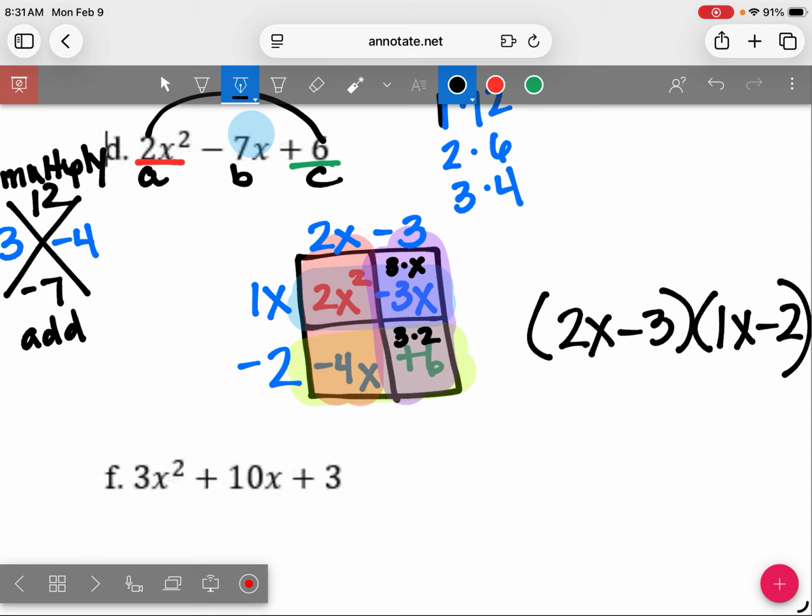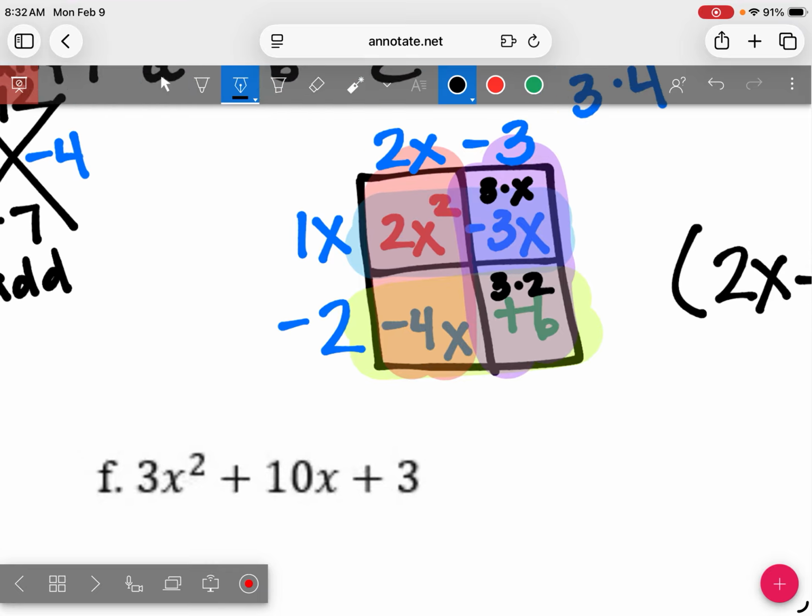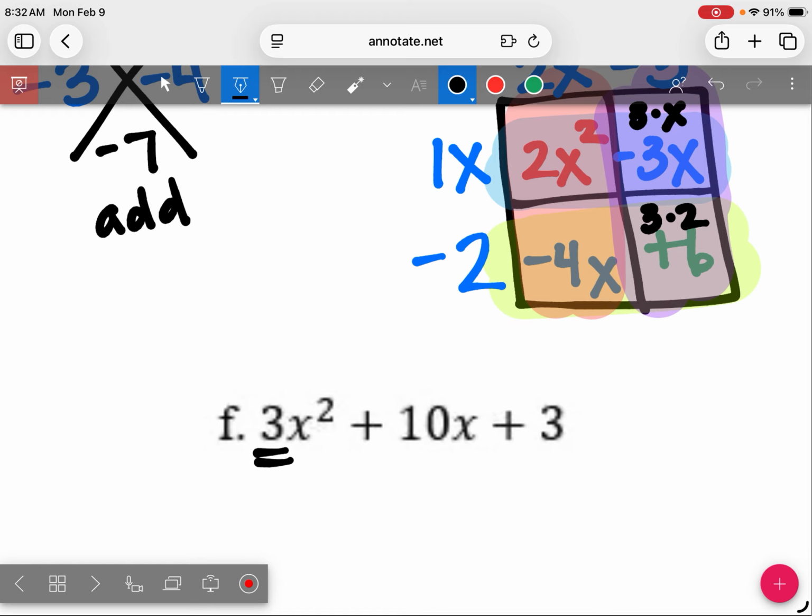All right, last one. F. Do we have to make a box? Yes or no? Wait, let me go back. Do we have a GCF? No. All right, do we have to make a box? Who says yes? Who says no? We have to make a box whenever this number is not 1. So if this first number is not 1, you have to make a box.